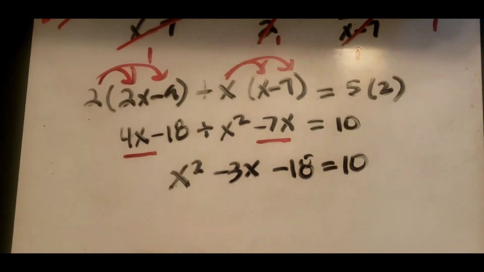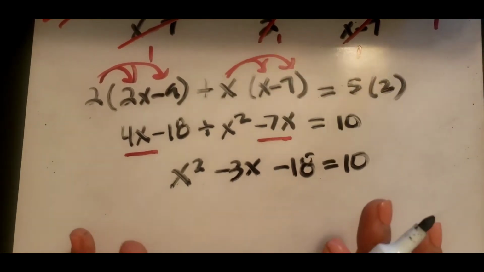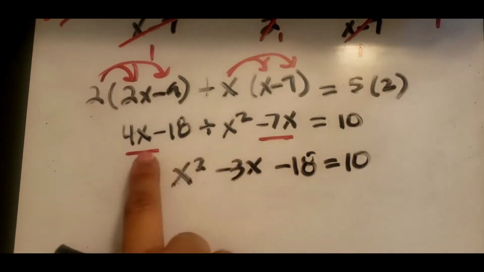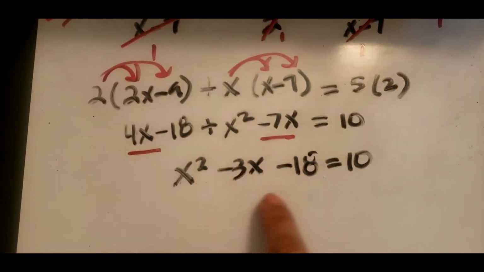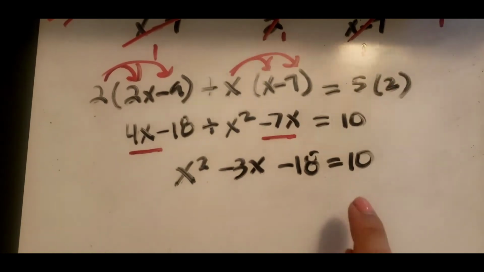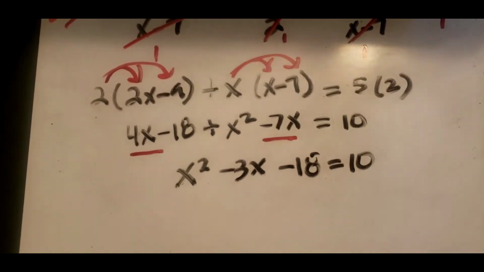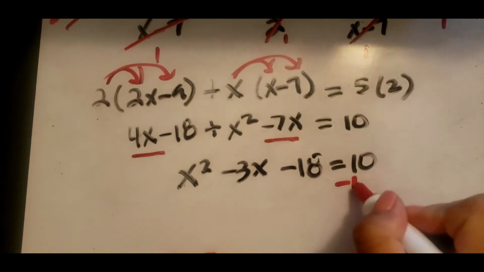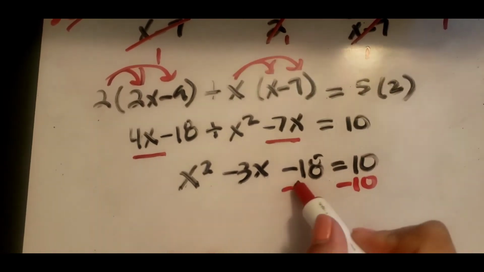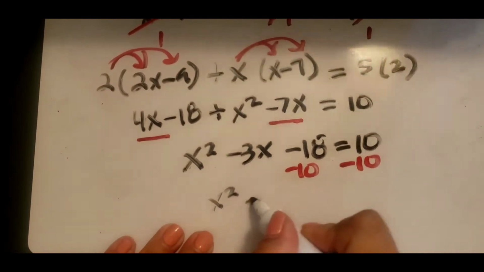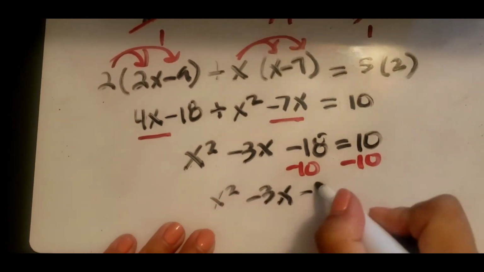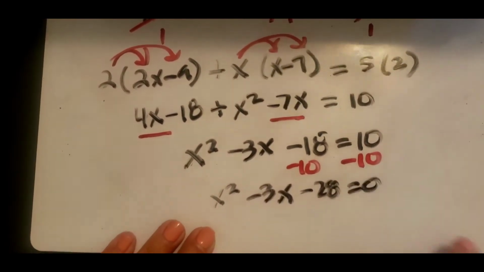Okay? Okay, now I'm going to clean this up some more. So remember, the only thing is I combined like terms, and that's how I got negative 3x, and then I also wrote them in order. But notice you have it set equal to 10. Go ahead and subtract that because we have another term like it right here. Okay, so now we're going to end up with x squared minus 3x minus 28 equals 0.